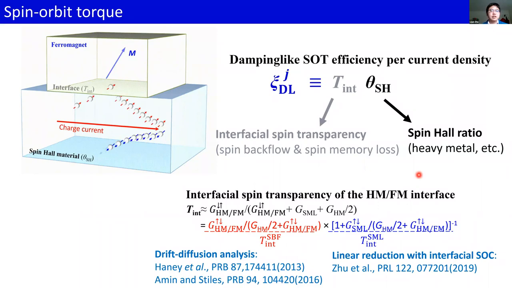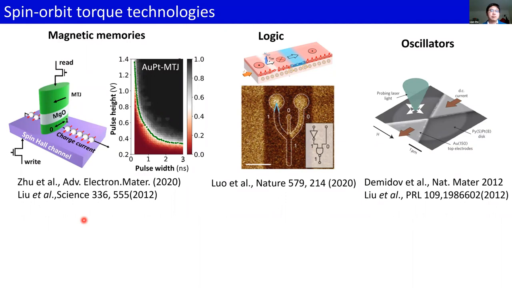A damping-like spin-orbit torque can be very useful for new technologies. For example, Lu Qiao demonstrated the first three-terminal magnetic tunnel junction based on tantalum several years ago when he was still at Cornell. Recently, based on gold-platinum, energy-efficient magnetic memory was demonstrated that can be operated at sub-nanosecond time scale. Here shows a phase diagram for the gold-platinum MTJ device.